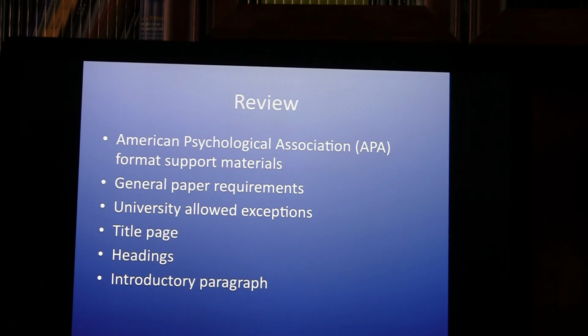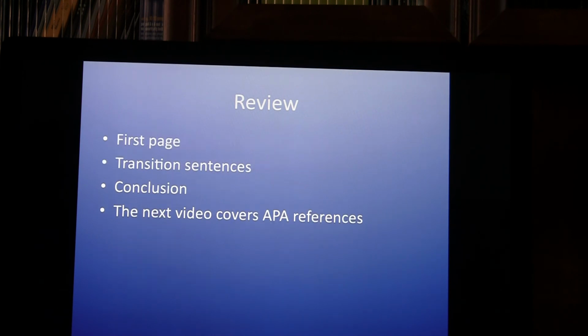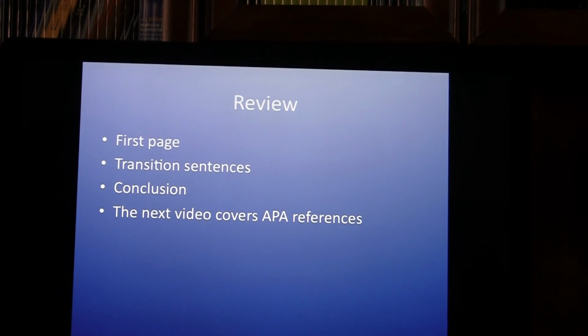So in review, we've talked about the American Psychological Association format support materials, general paper requirements, university allowed exceptions, talked a little bit about what a title page looks like, how to use level 1, level 2, and level 3 headings, as well as the introductory paragraph, the first page, the use of transition sentences, and conclusion. The next video covers APA references.